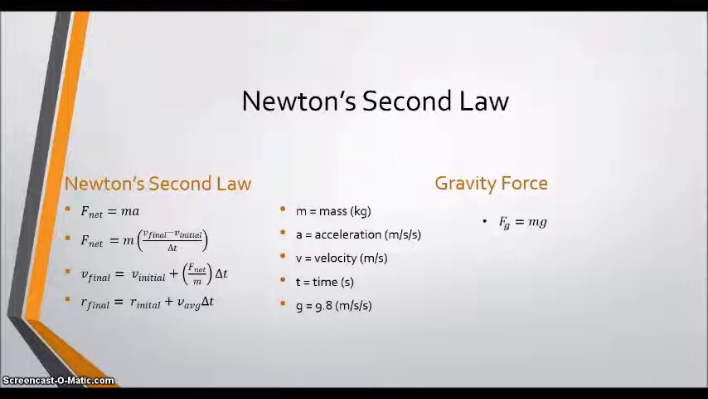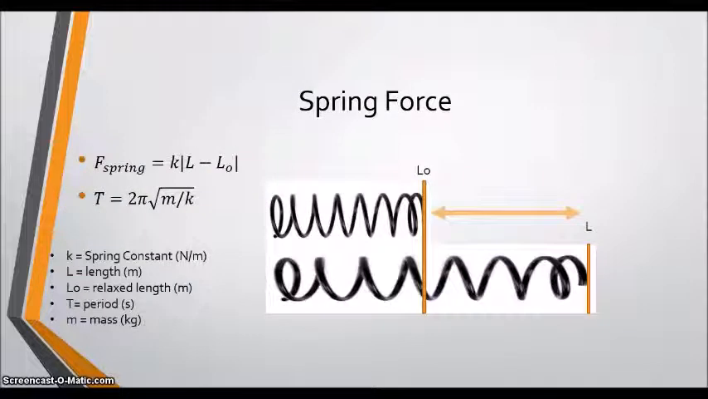The equation for gravity force was also used. On Earth, Fg equals the mass of the system times the gravitational constant, 9.8 meters per second squared. The equation for spring force was also used. The spring force equals a spring constant specific for that spring times the change in length of the spring relative to L0, or the relaxed length.